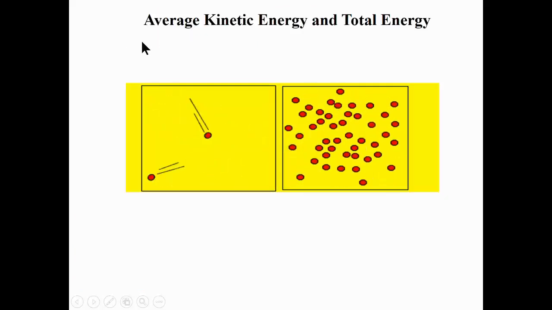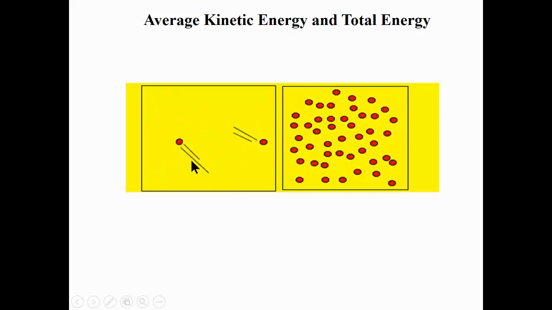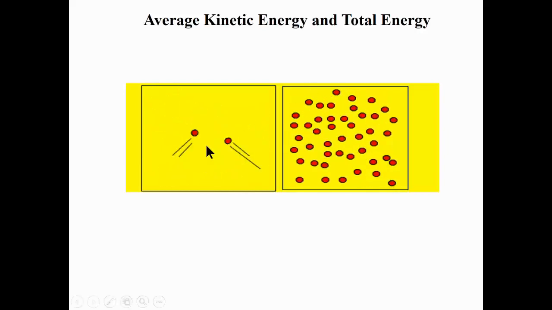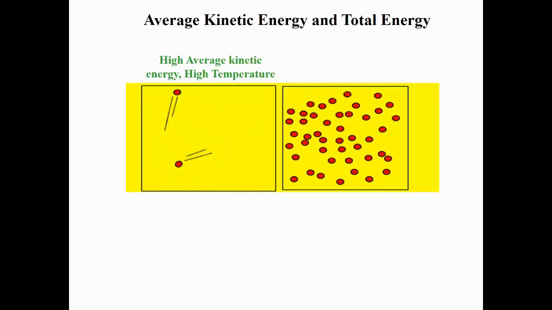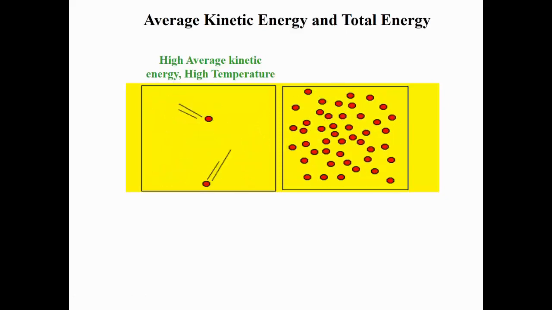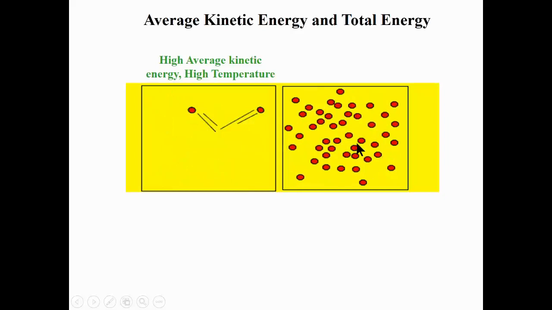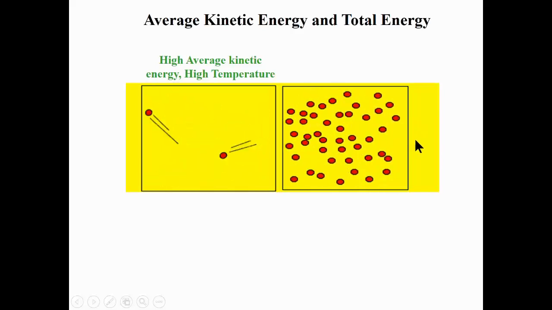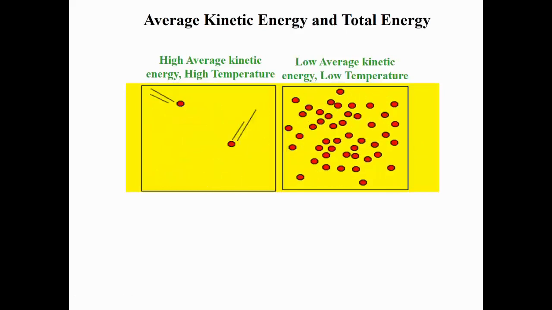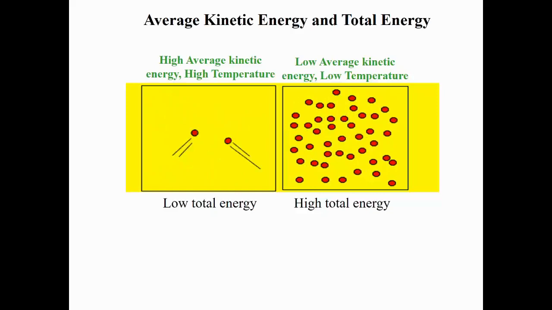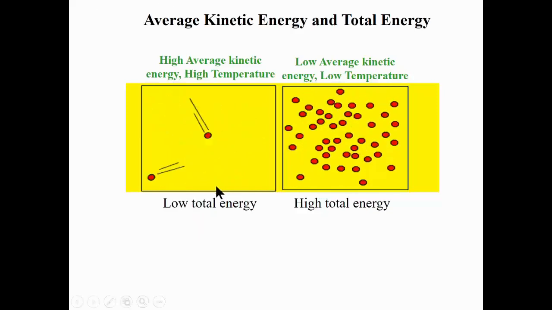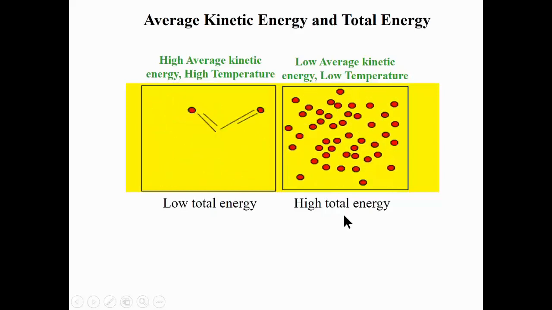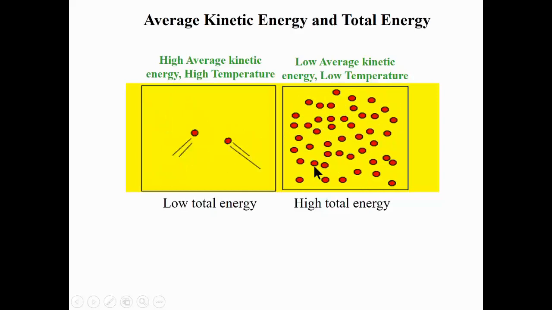One more thing: average kinetic energy and total energy could be completely different. For example, in the first animation, there are only three particles, but they are moving at a very fast rate, very high velocities. That's why it should have high average kinetic energy and so high temperature, because temperature is the measurement of average kinetic energy. Whereas in the second animation, you have lots of atoms or molecules, but they are moving at slower speed, so they have low average kinetic energy, which means low temperature. However, if you measure the energy, the left one has low total energy because it has significantly fewer particles. But the total energy on the right-hand side is significantly high, yet it has low temperature. So the temperature and the total energy of the system could be quite different.